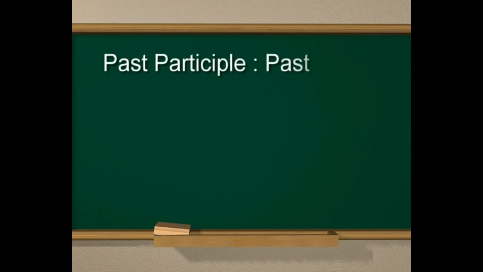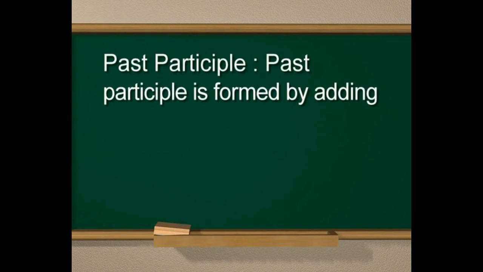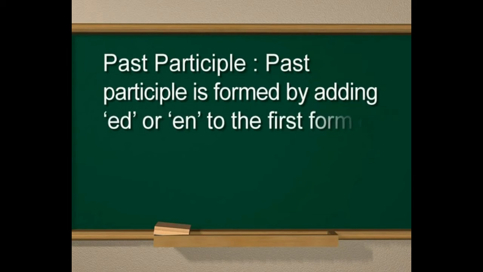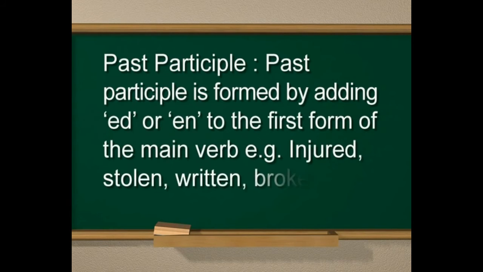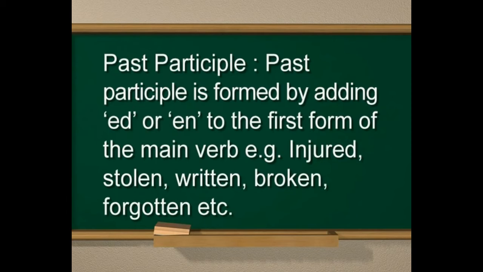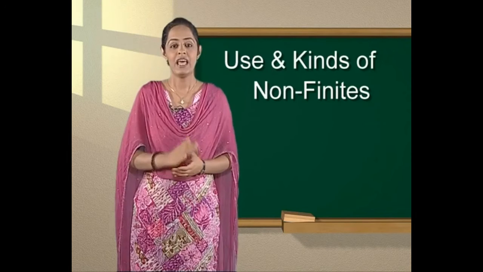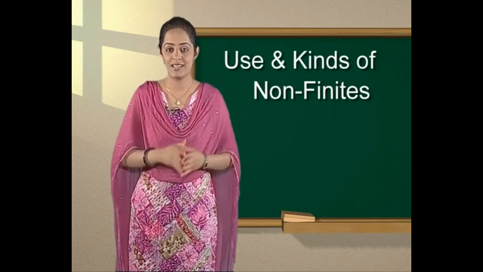Past participle. Past participle is formed by adding ed or en to the first form of the main verb. Example, injured, stolen, written, broken, forgotten, etc. Past participle ਵਿੱਚ main verb ਦੀ first form ਨਾਲ ed ਜਾਂ en ਲੱਗਦਾ ਹੈ। ਇਸ ਦੇ ਉਦਾਹਰਣ ਹਨ injured, stolen, written, broken, forgotten। Now look for the usage of the participles.